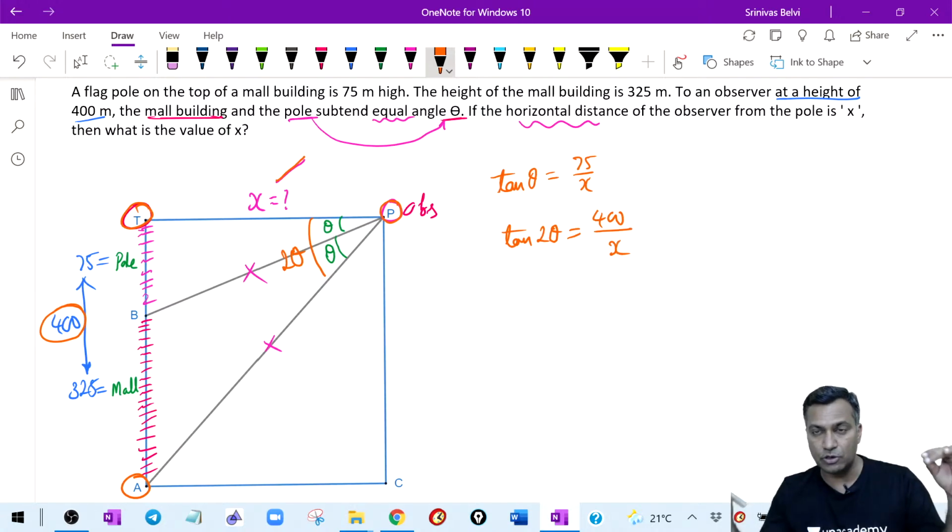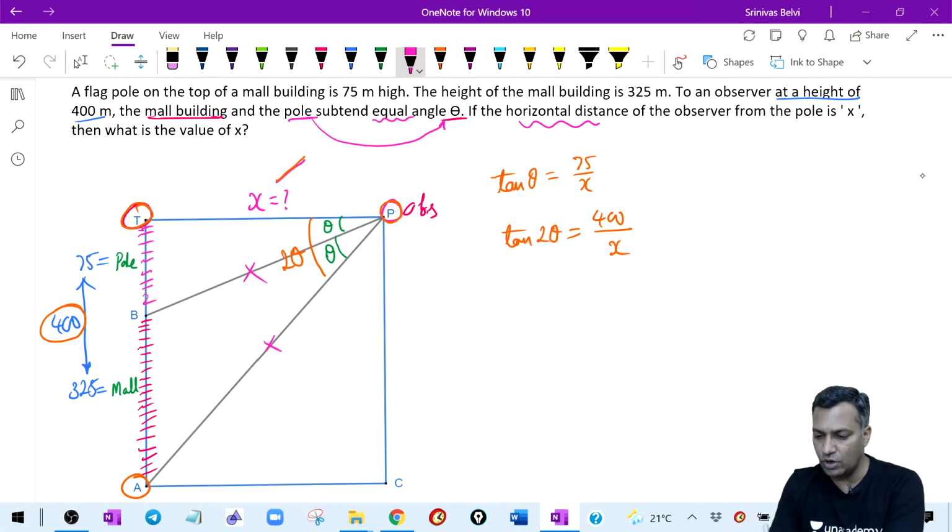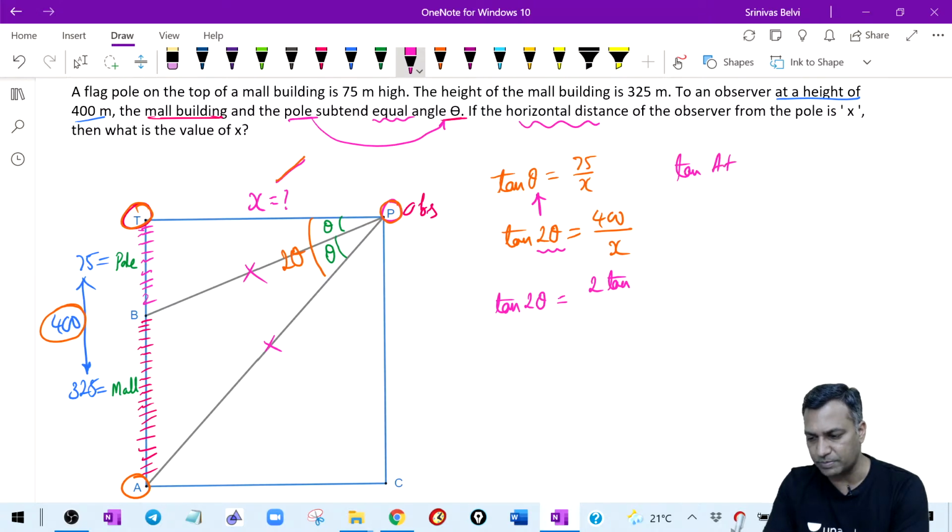From here, I'll be able to figure out the value of X, provided we know how to write tan 2 theta and make use of this tan theta. What is tan 2 theta? Tan 2 theta is nothing but 2 tan theta, that is tan A plus tan B, in which A is equal to B. That's all we are trying to say.